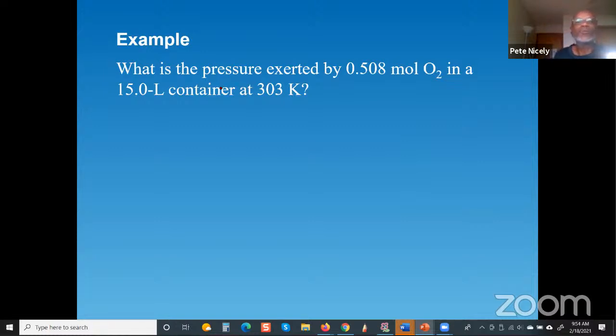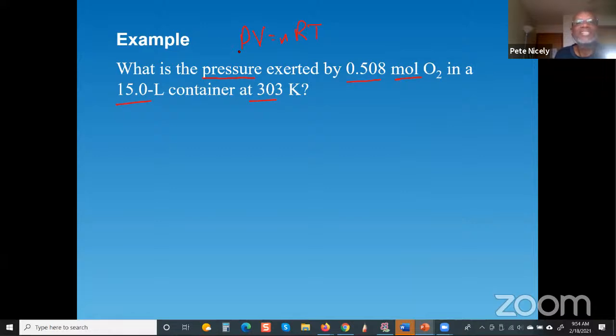So this question says, what is the pressure? The question is asking for the pressure that is exerted by 0.508 moles of oxygen in a 15.0 liter container at 303 Kelvin, all right? So it gives you the moles, the volume, and the temperature. So the first thing that would come to mind is the PV equals nRT equation, all right?